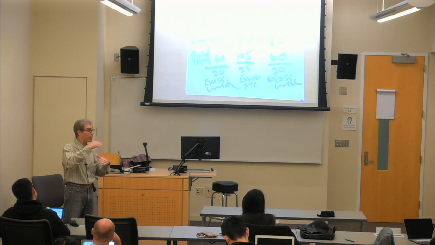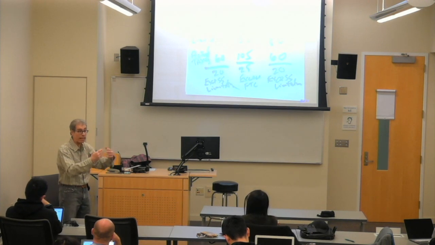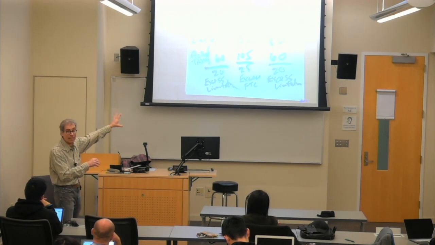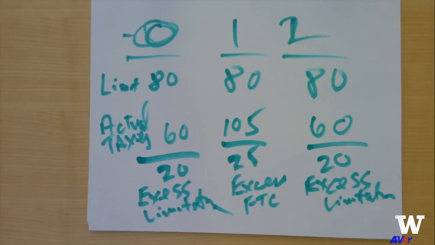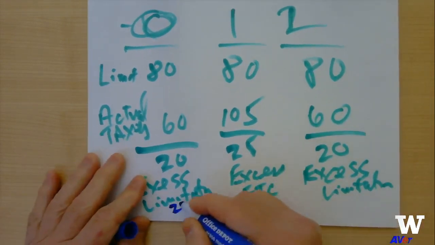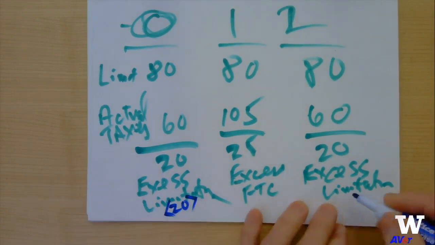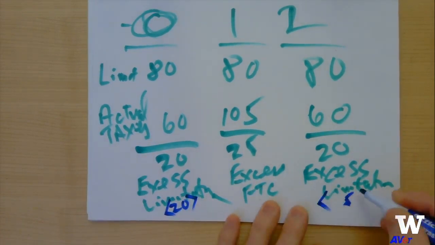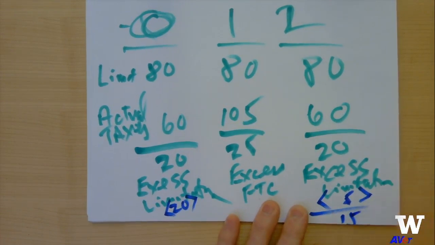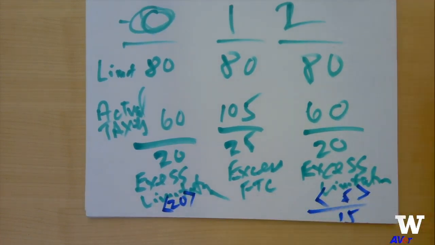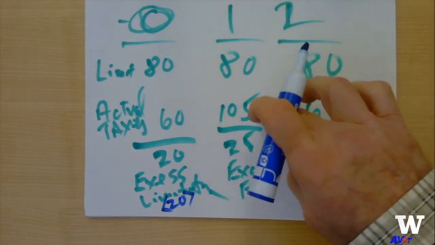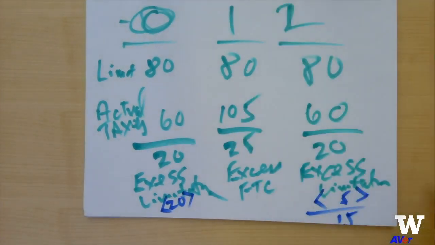And if in year three we had excess foreign tax credits again, we could carry back and we would have 15 left. In other words, the excess limitation will be reduced by the 20 used here and the 5 used here, leaving 15 of excess limitation. So if there were a year three and we had another situation where actual taxes exceed the limitation, we could carry back up to 15 from year three.